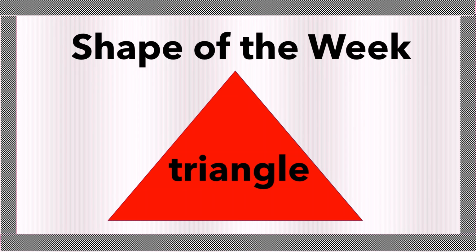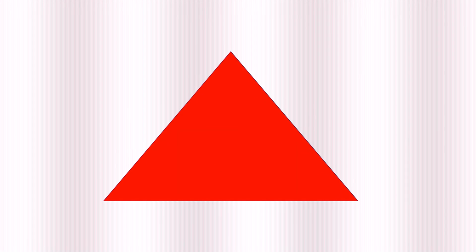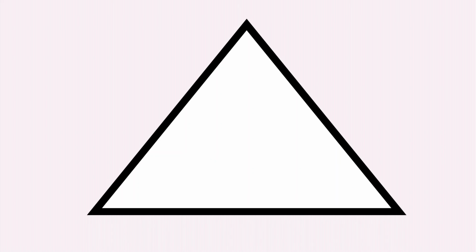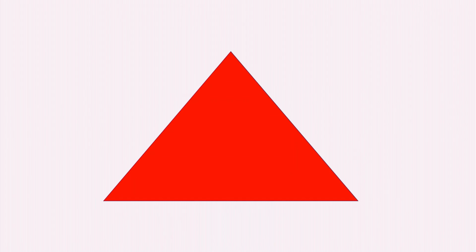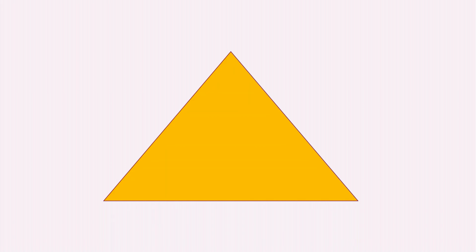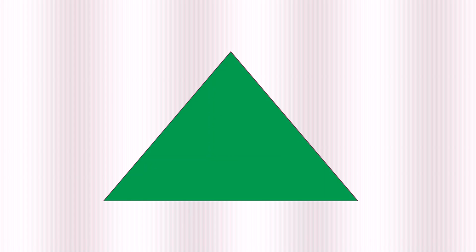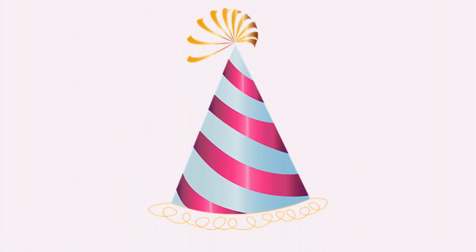The triangle has three sides. Let's count them. 1, 2, 3. Big triangle. Small triangle. Red triangle. Orange triangle. Yellow triangle, green triangle, blue triangle, purple triangle. This hat is a triangle. The triangle.